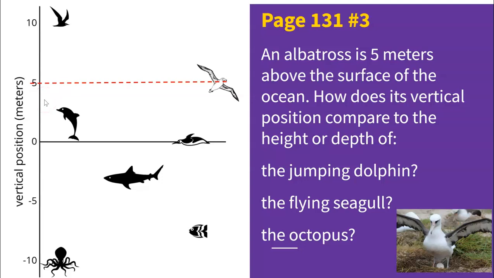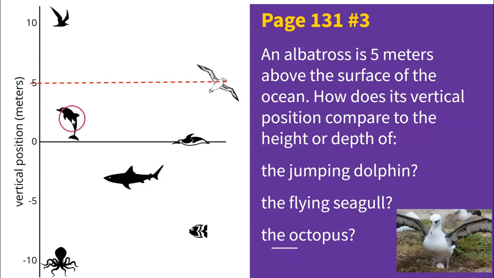Okay, number 3, this is on page 131. An albatross is 5 meters above the surface of the ocean. How does its vertical position compare to the height or depth of the jumping dolphin, the flying seagull, and the octopus? Okay, so you're going to answer about comparing to the same animals. Here's a picture of an albatross. Albatrosses are kind of like seagulls, but they're bigger. So this albatross is at 5 meters above the ocean.